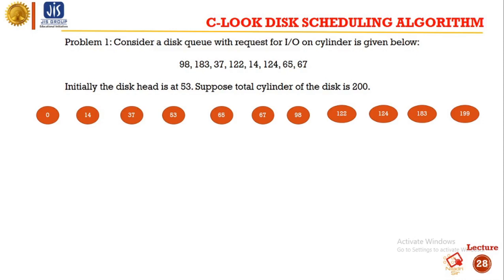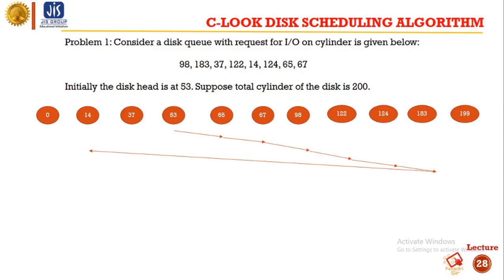Okay, so from 53 we have moved to 65 here. From 65 we have moved to 67. From 67 we have moved to 98. From 98 we have moved to 122. From 122 we have moved to 124. From 124 we have moved to 183. Okay, and then from 183 we have moved to the first element on the left hand side.